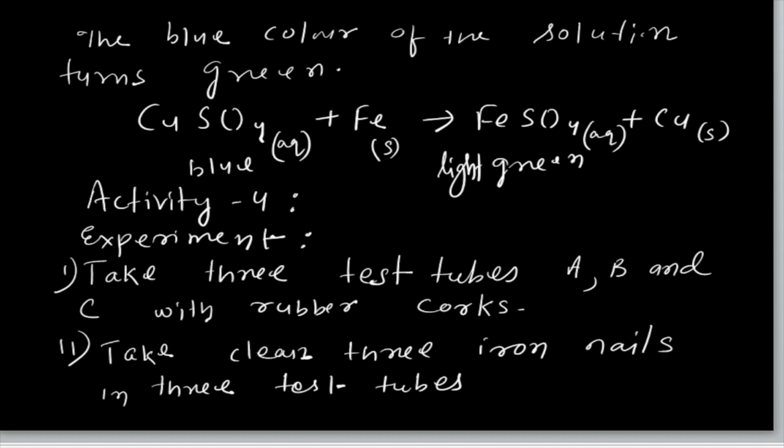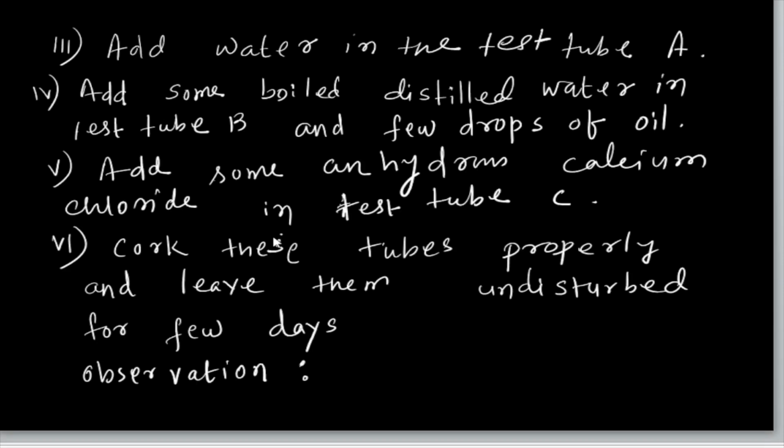Now what will you take? Here A, B, C. Now you will see the rusting of iron, how it takes place. You should know how rusting of iron takes place and when it does not take place. That means in what absence the iron nail never rusts, and that is why you take 3 iron nails and add them in 3 test tubes with rubber cork. Add water in test tube A.